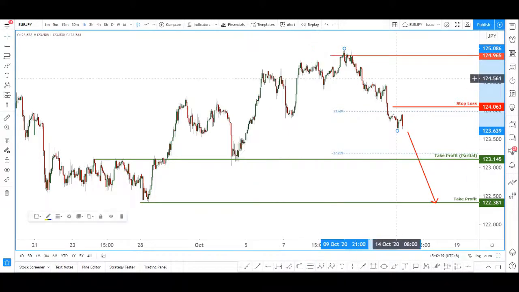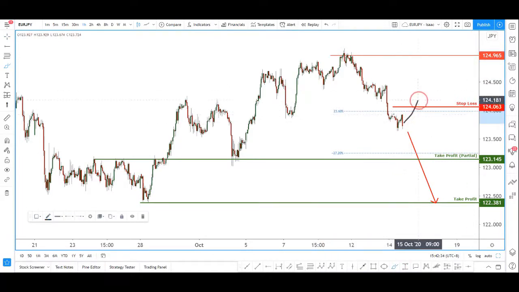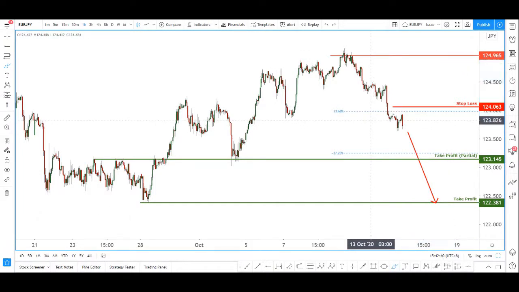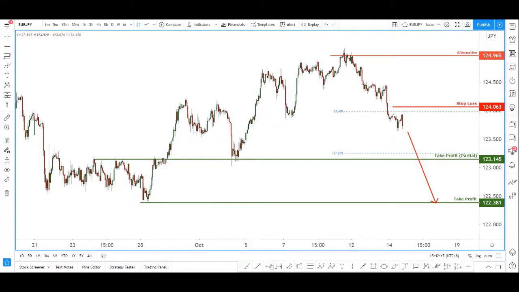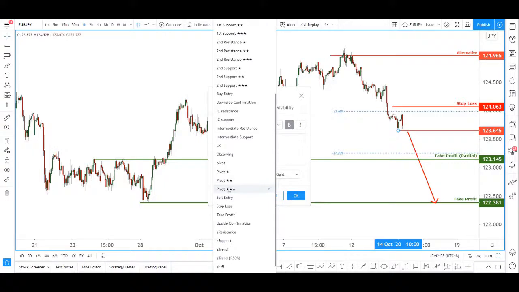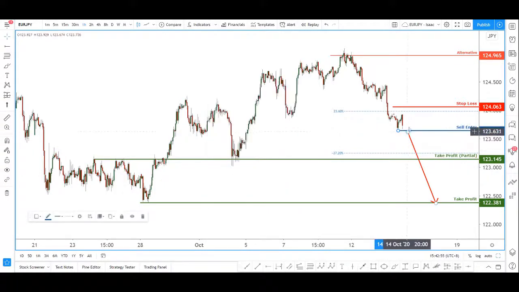The stop loss level is the level at which we know our trade is wrong. If price breaks above this stop loss, I'll immediately flip the trade and go long and play to the previous swing high, so I'm just going to put this as an alternative target. The sell entry will be on the break of this low. Once price breaks below and closes below this sell entry, I will go short with my first partial take profit at this level, 123.145, and my final take profit at the swing low here.